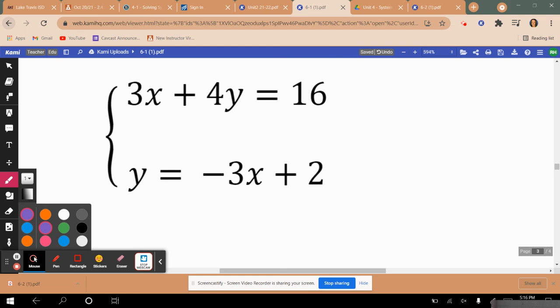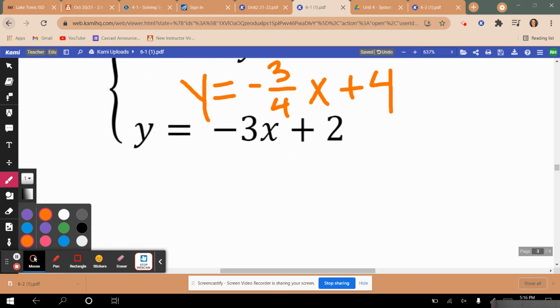Putting this first equation into y equals terms, we're going to subtract that 3x across, divide everything by 4. We end up with y equals negative 3 over 4x plus 4. Do these have the same slope? Negative 3/4x and negative 3. Nope. So you can say one solution.